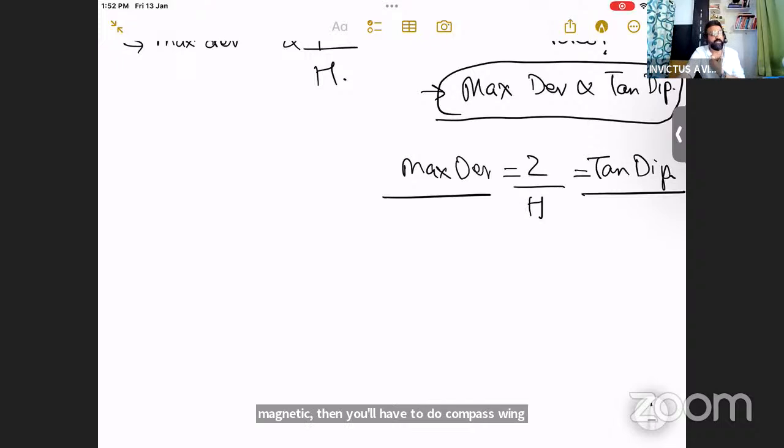Whenever you doubt the accuracy of a compass, when you feel as a pilot, "I don't know if my compass is very right or wrong," so you do a compass swing. Whenever there are significant or major modifications to the aircraft, including hard iron or soft iron equipment or magnetic equipment, then definitely carry out a compass swing.